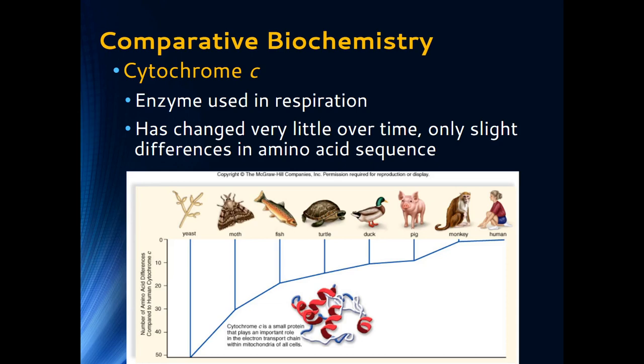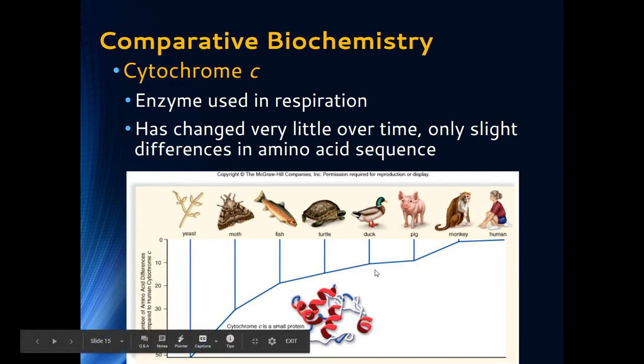Comparative biochemistry, cytochrome C, enzymes used in respiration. So, again, metabolism, mitochondria, has changed very little over time, only slight differences in the amino acid sequence. What that means is there are certain genes and certain functions within the body that are very, very important to us. If we mutated or changed them drastically, most likely the organism would fail to survive or even exist in that manner. So, as such, these genes are highly conserved, which means they don't change a whole lot. There's few small subtle changes, sometimes to the non-coding DNA, and we can actually detect those differences.